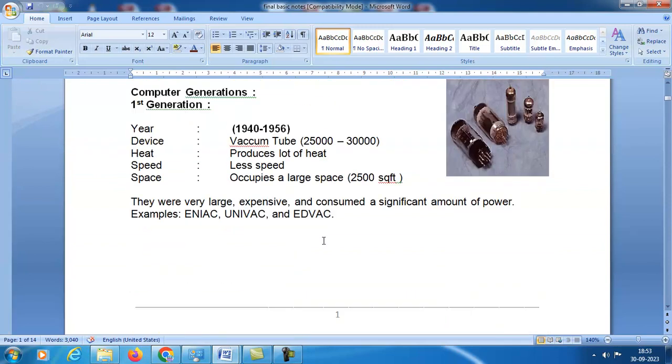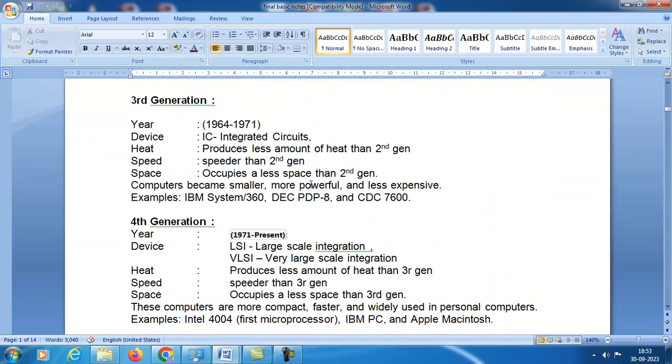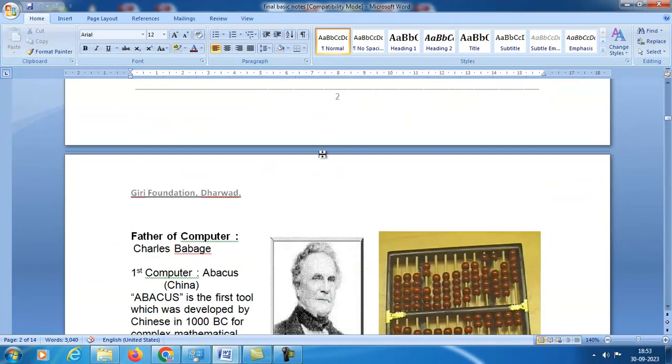In your exam, they will ask the year, or what device was used in the second generation or first generation, like that. They might also ask you to write the computer generations in brief. Okay, thank you. In the next classes we will study more.